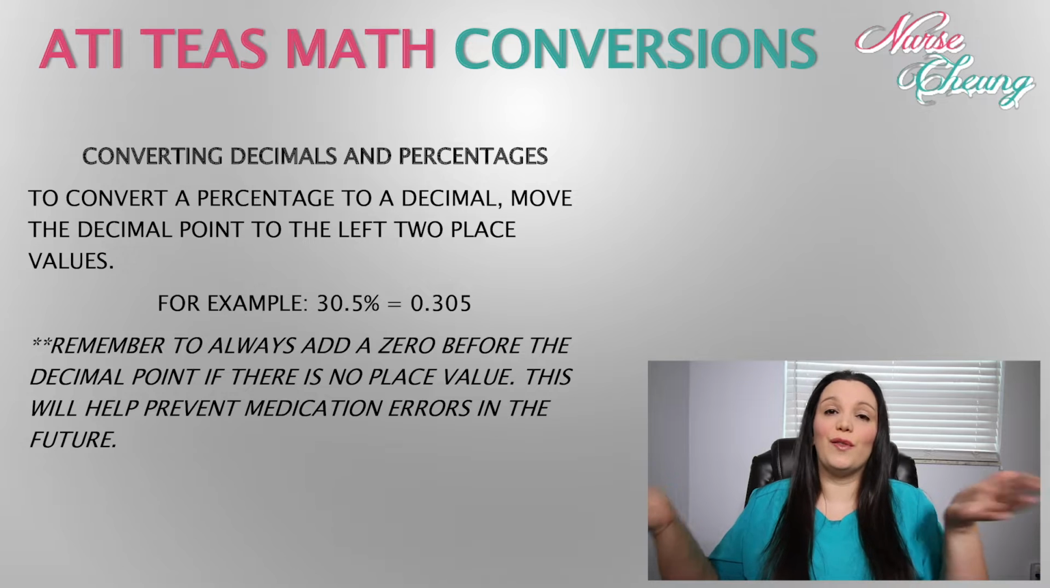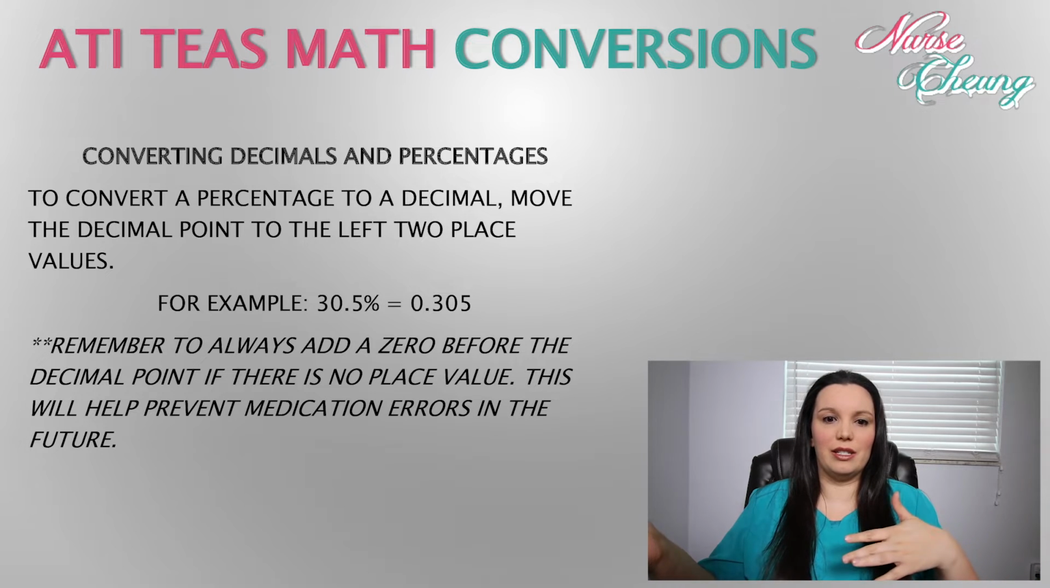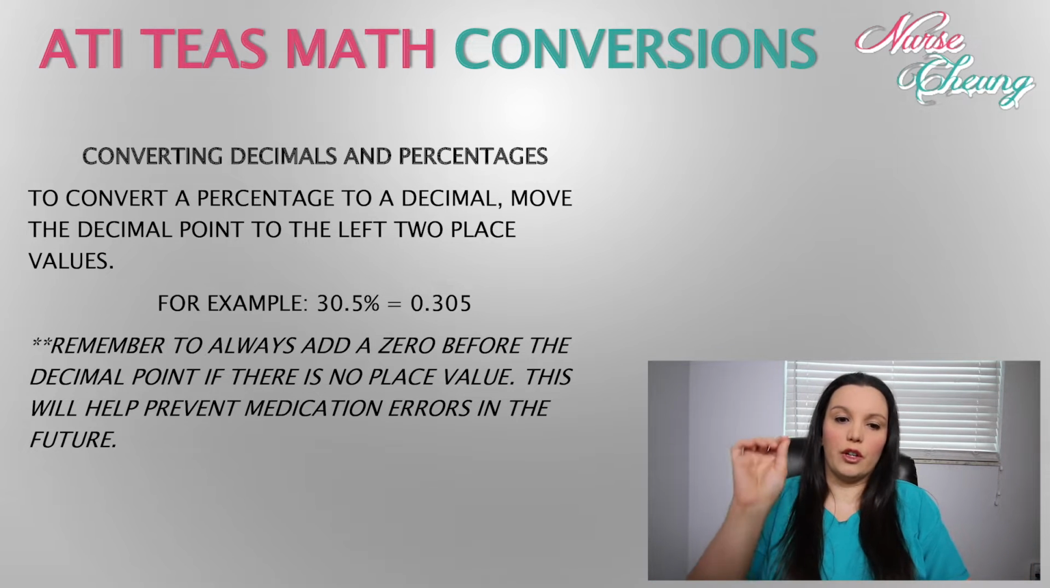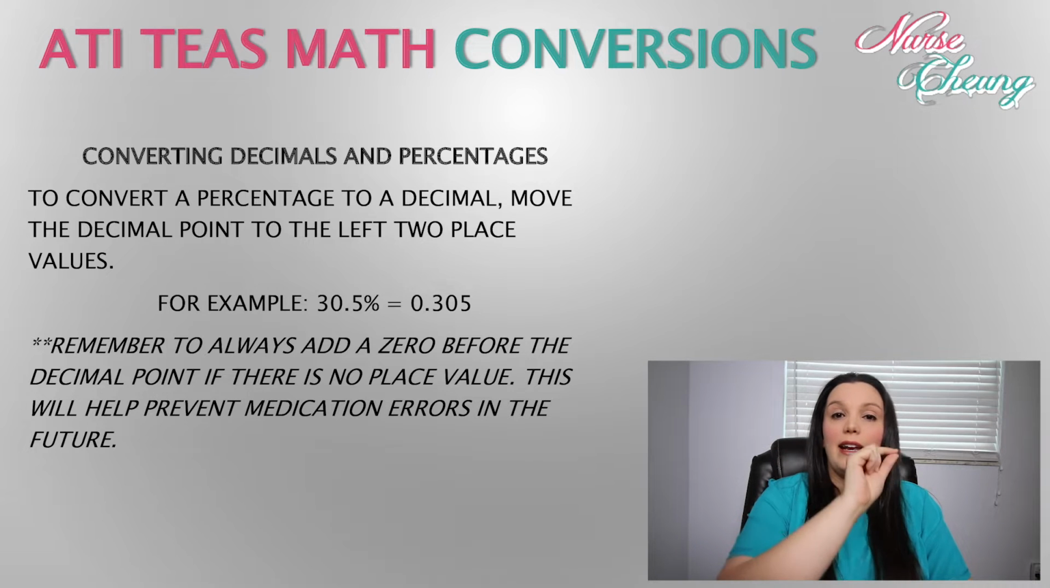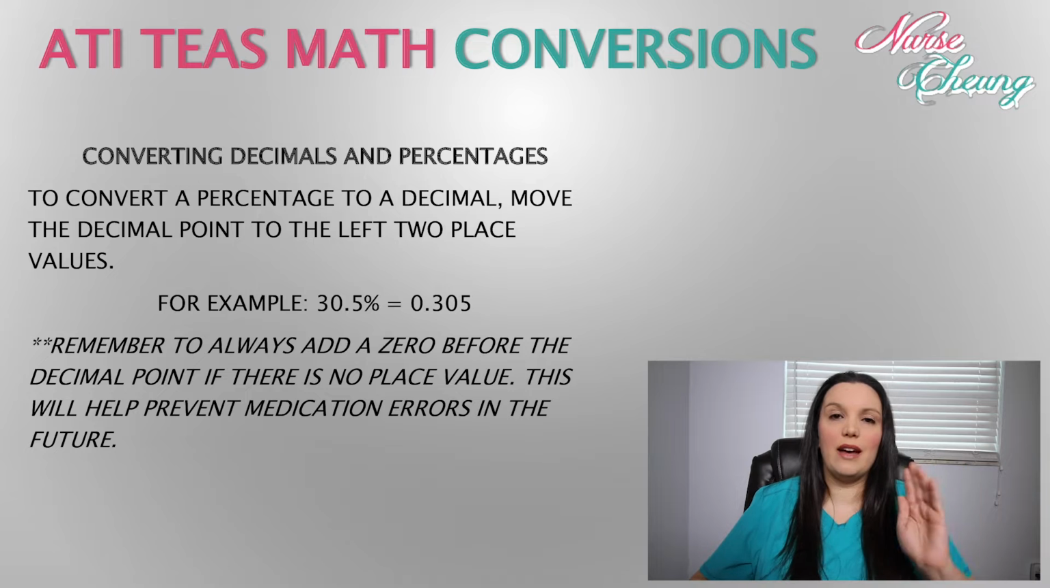Let's start out with converting decimals and percentages. So how do we do that? Well, it's pretty self-explanatory and very easy. To convert a percentage to a decimal, we're going to move the decimal point to the left 2 place values. So for example, 30.5%. We're going to move the decimal 2 places to the left. So we're going to go from 0, that's 1, in front of the 3, that's 2. So now we have our decimal.